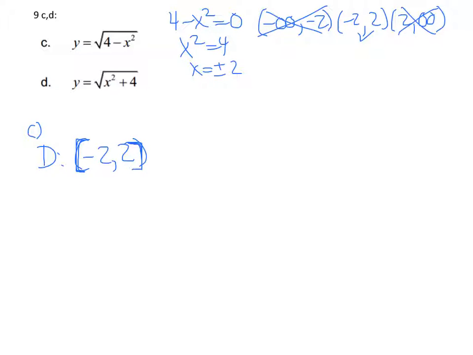To get the range for that, you can start plugging in values, but there's infinitely many of them. So maybe consider something like this. What does the graph of 4 minus x squared look like? Well, the graph of 4 minus x squared looks like this. It's a parabola, shifted up 4 and inverted.